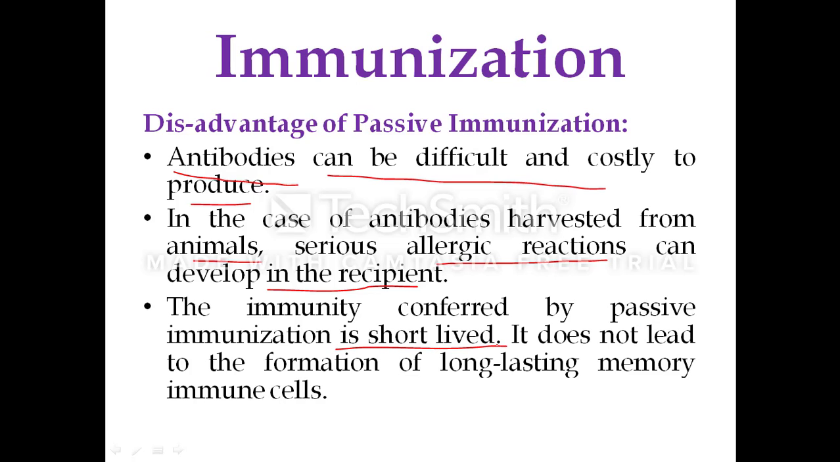You are just transfusing the antibody into the individual who is suffering from the disease or the infection, and they actually clear the infection at that moment, but they will not activate the lymphocytes to form memory cells, due to which the immunity conferred by passive immunization is short lived. It does not lead to the formation of long-lasting memory immune cells. So these are the disadvantages of passive immunization.